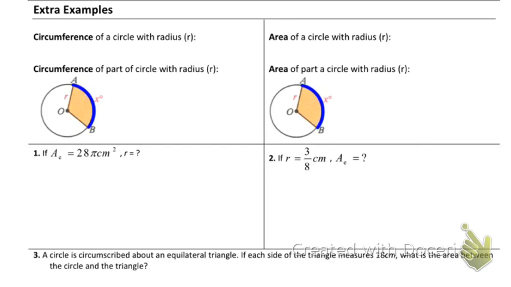So if you look at our examples, it says the circumference of a circle with radius r. Well, I'm just asking for the formula of circumference. Circumference equals 2 pi r. That is the circumference of any circle, 2 pi r.